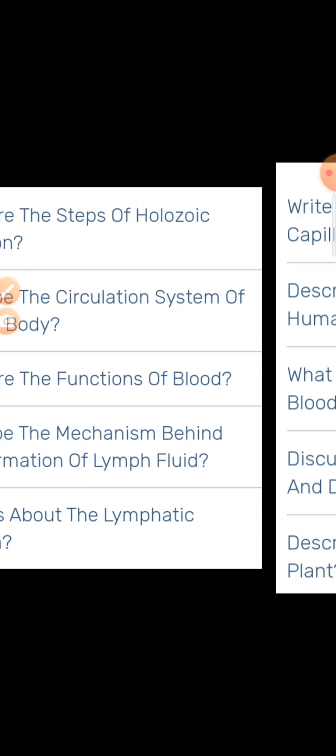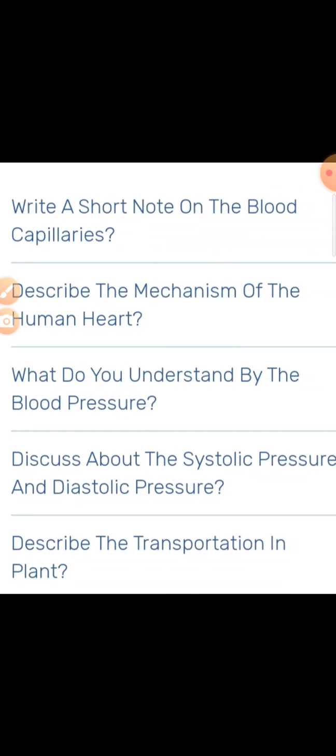Next question, write a short note on the blood capillaries. So I'll tell you some points and you collect more points, find out the answers from the book and write in your biology classwork copy. About the blood capillaries, write a short note on the blood capillaries. How will you write the answer?